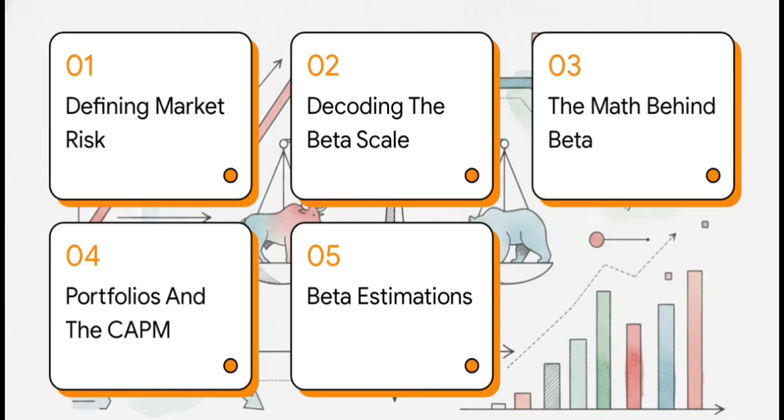All right, so here's our roadmap for today. First, we'll define market risk. Then we're going to decode the beta scale itself. After that, we'll look at the math behind it, apply it to portfolios and the CAPM, and finally, wrap up with real-world beta estimations. Let's get right into it.